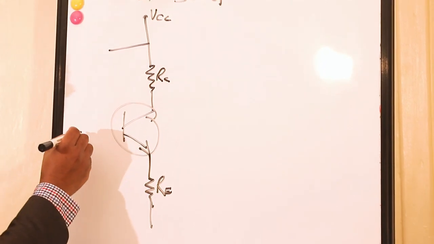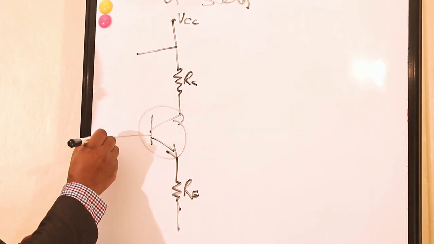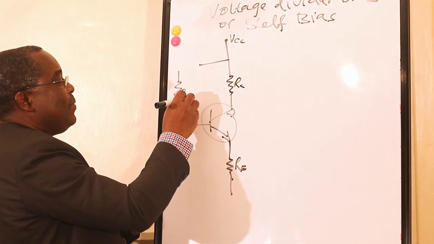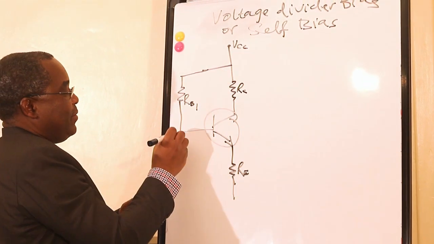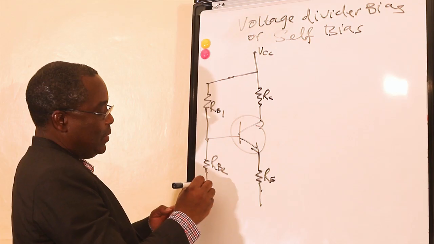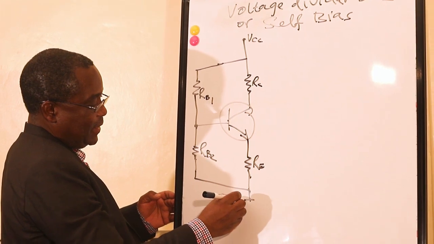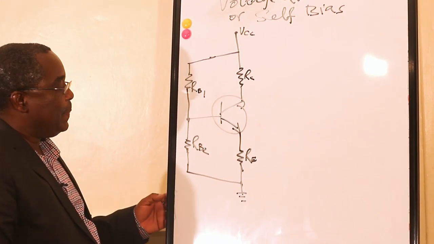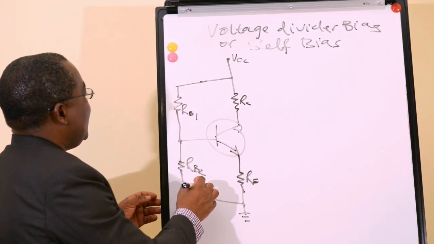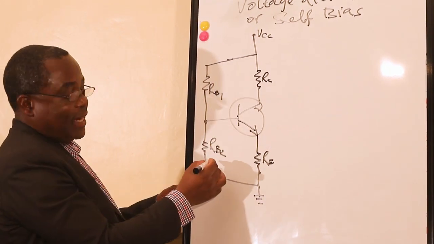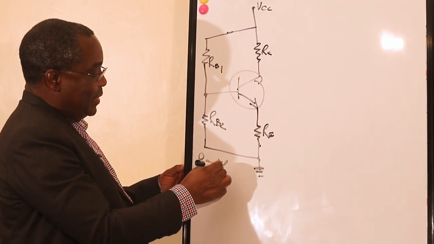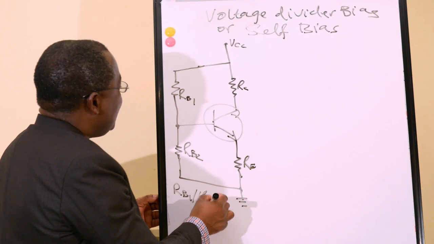We have said this is a voltage divider, so the voltage is being divided here. Our first resistor, let's call it RB1, and we have another resistor here. Let's put RB2. Then we ground our circuit here. So this is a voltage divider circuit. RB1 and RB2 are in parallel.